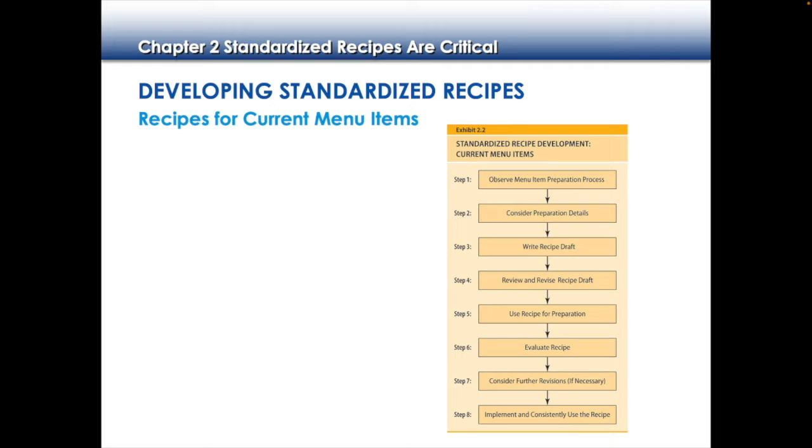Step six, evaluate the process, evaluate the recipe. Did the recipe provide the correct results that you're looking for? If not, you go to step seven, which is consider further revisions. Now, this may be a looped process where you do this several times to get it right. And then finally, once you're satisfied with it, go to step eight, which is implement and consistently use the recipe.